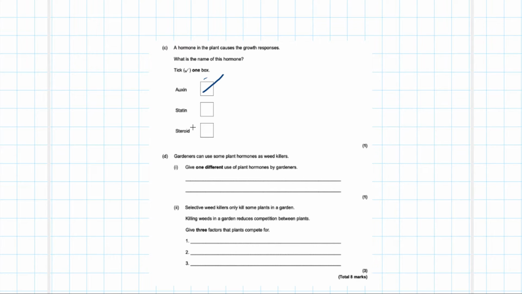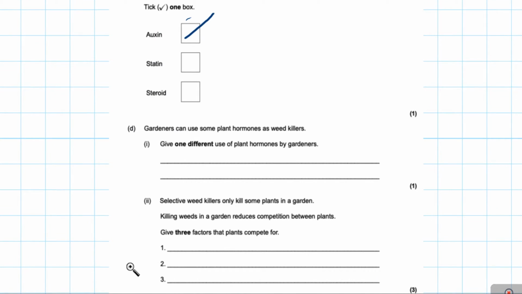So one use of plant hormones by gardeners is that they can be used for cuttings. In fact, there are quite a lot of reasons. The first one really that we've got is that we can use them for growing cuttings.